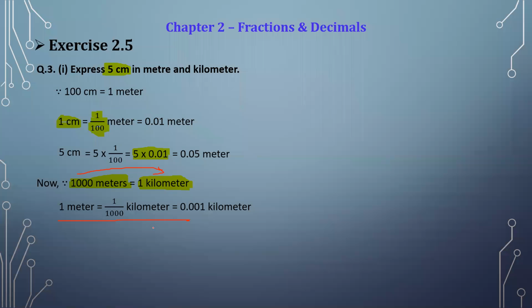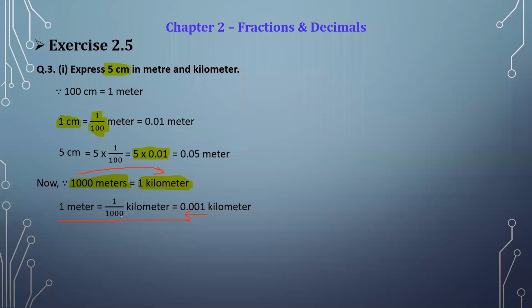Now this conversion is like this: 1 meter is equal to 1 upon 1000 kilometer, or 0.001 kilometer. So I told you that you have to shift the decimal point to the left side by a number of digits, and you have to consider how many zeros are in the number. Then that number of digits are shifted to the left side.